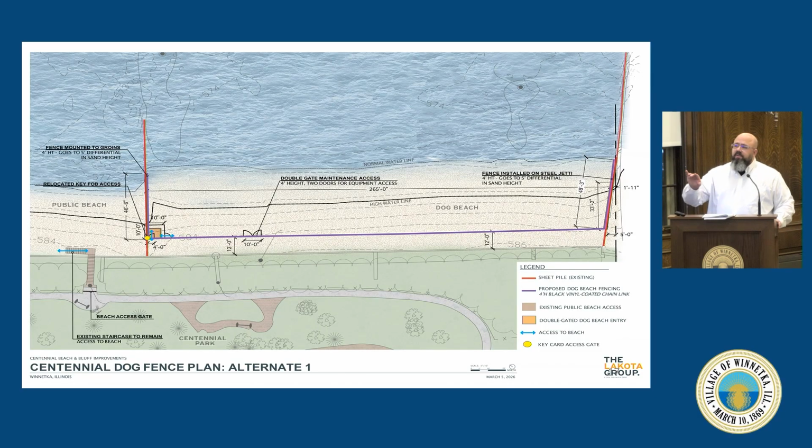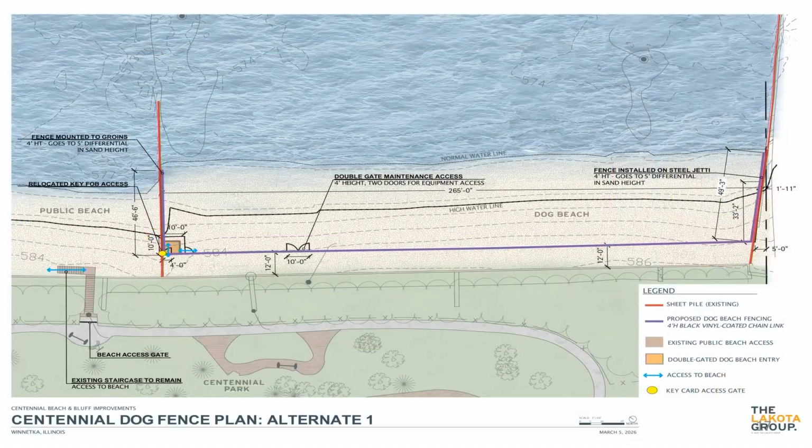But once again, we're looking at the Dog Beach, 265 feet of Dog Beach to the south area, utilizing the 2 existing steel groins for the fencing, with approximately 46.5 feet of fencing on the north side, and about 49 feet 3 inches to the south, with a 10-foot or 12-foot offset from the toe of the bluff.